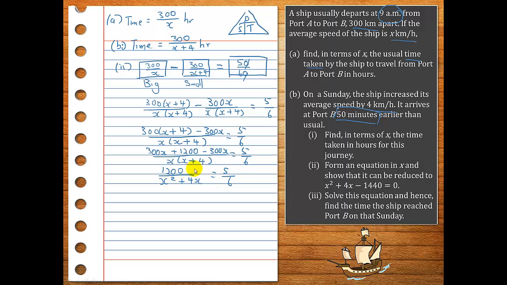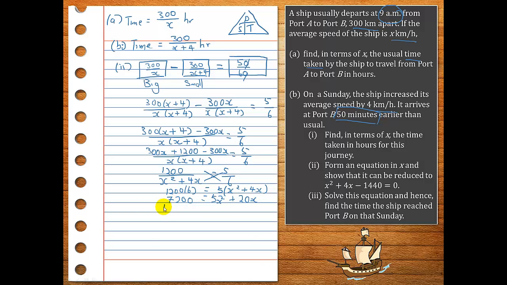Since we have a single fraction equal to a single fraction, we shall now cross multiply. And hence we have 1200 multiplied by 6 equals 5. Please remember the bracket. Multiplied by x squared plus 4x. This will give us 7200. And on the right hand side we will have 5x squared plus 20x. Let's put all the terms to one side.